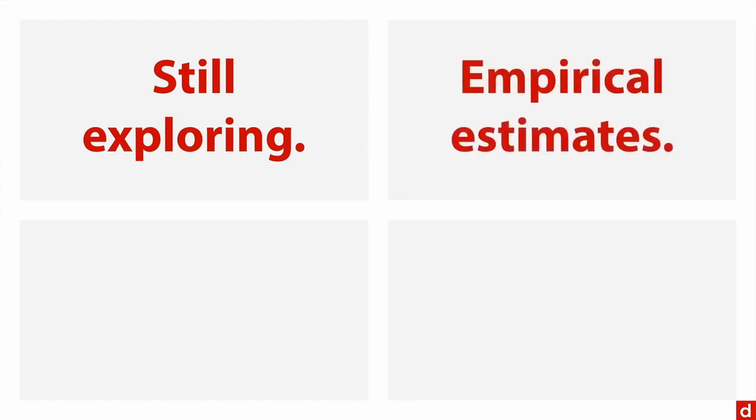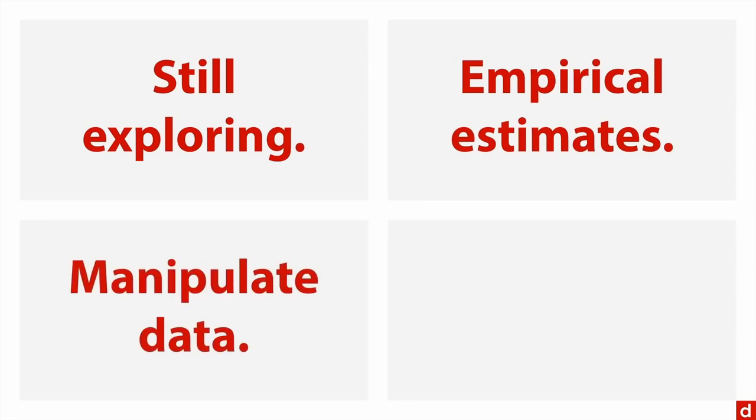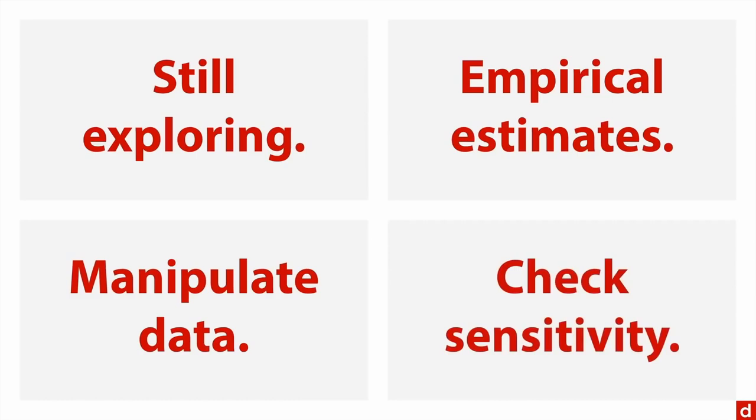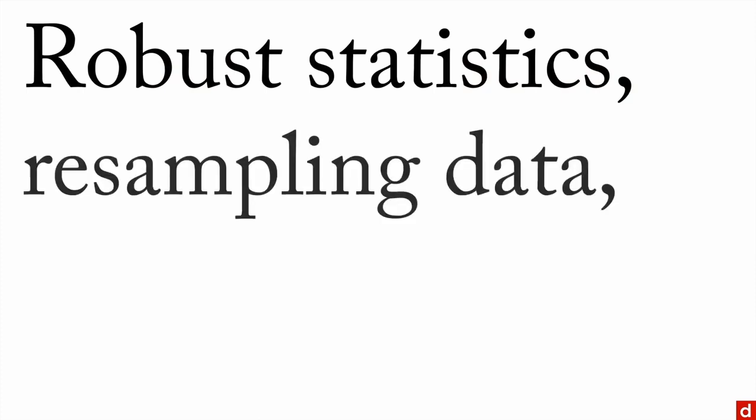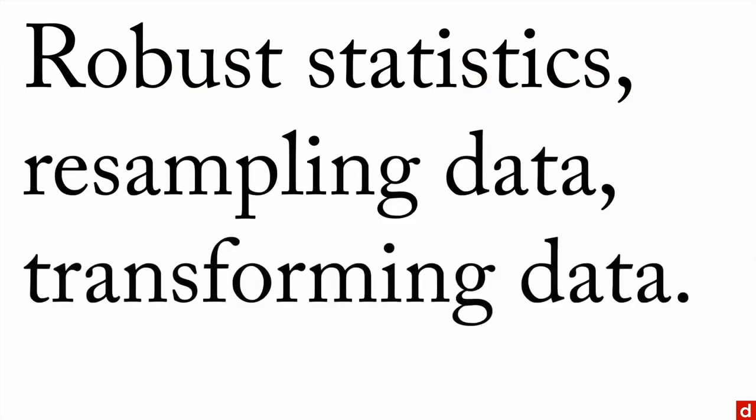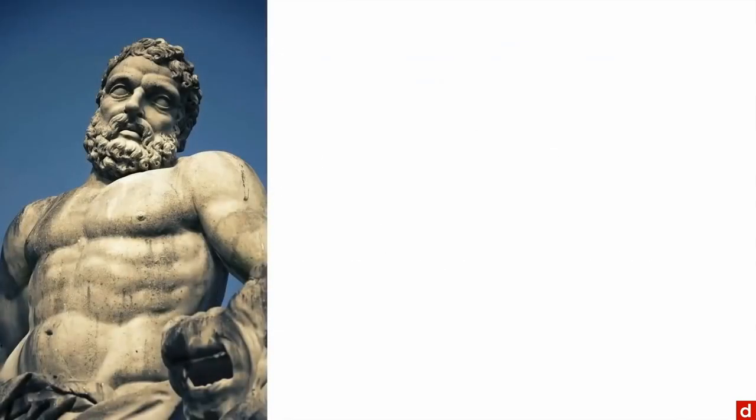This might be an opportunity to get empirical estimates, that is, of population parameters, as opposed to theoretically based ones. It's a good time to manipulate the data and explore the effects of manipulating the data, looking at subgroups, looking at transforming variables. Also, it's an opportunity to check the sensitivity of your results. Do you get the same general results if you test under different circumstances? So we're going to talk about things like robust statistics and resampling data and transforming data. So we'll start with robust statistics.